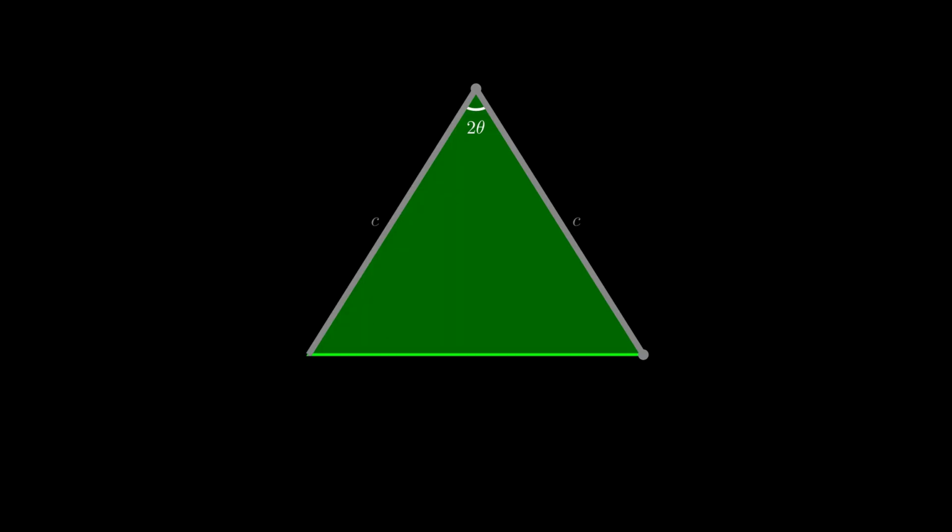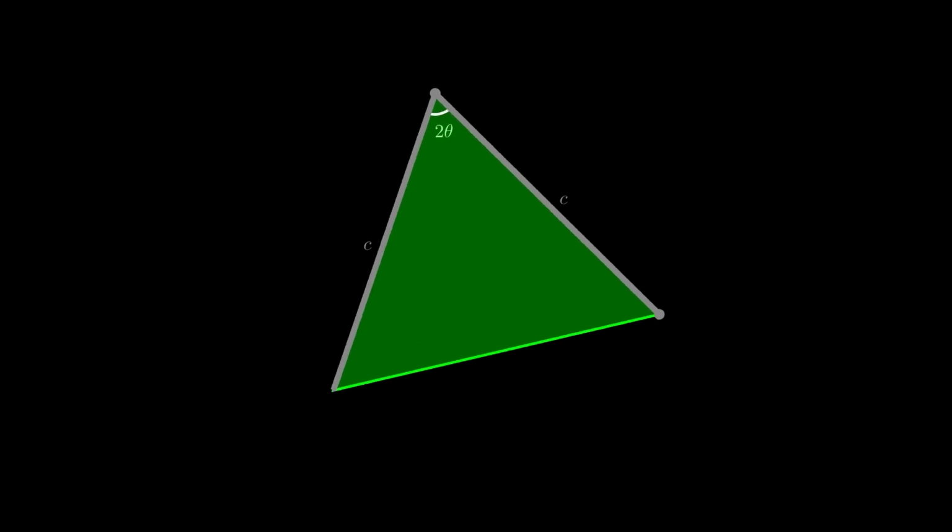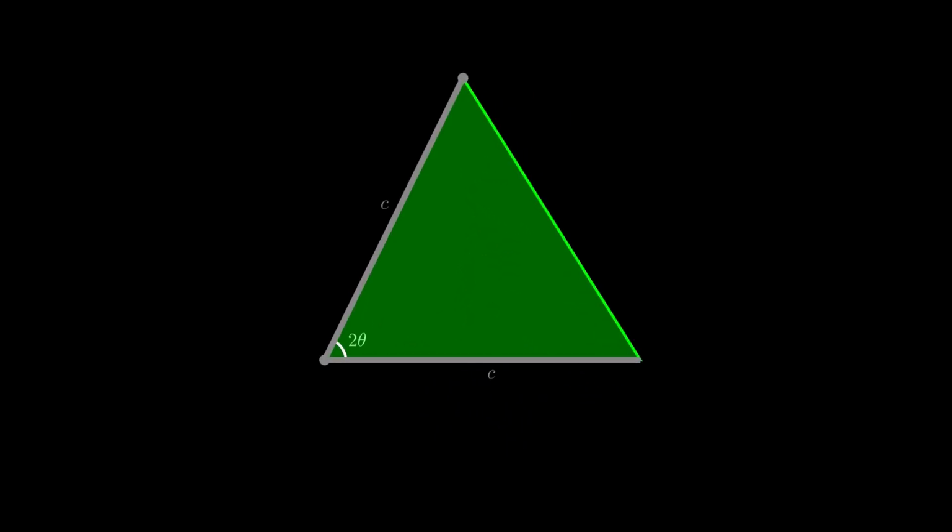Remember, SAS, so two sides and an angle between them, is enough to uniquely define our triangle, so it also has to be enough to determine the area. To see how, let's make it a bit clearer that we're using one of these c's as our base, and then remember that we just need to find an altitude drawn perpendicular to that base.